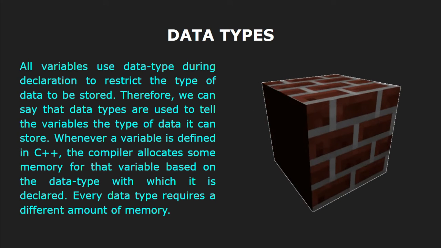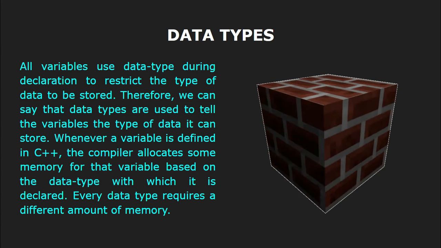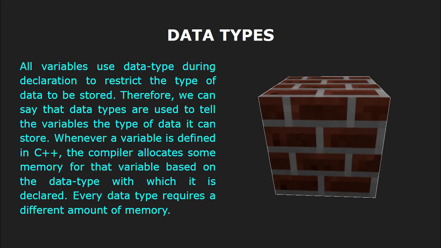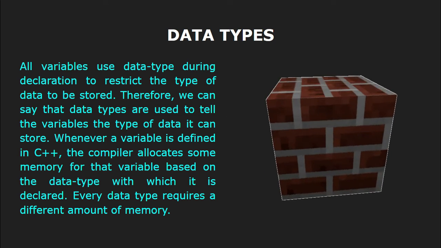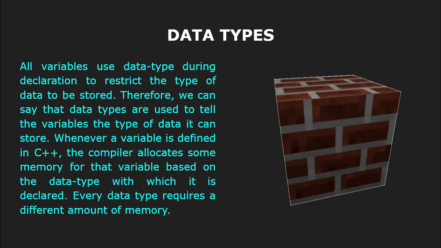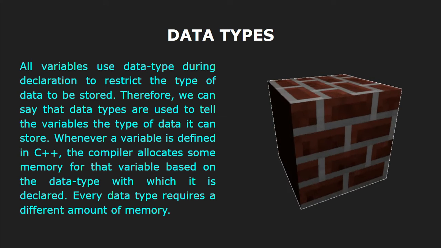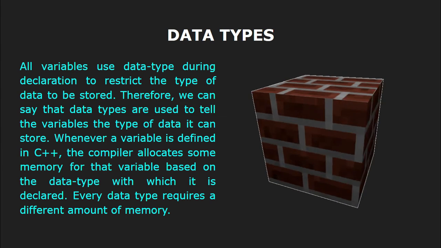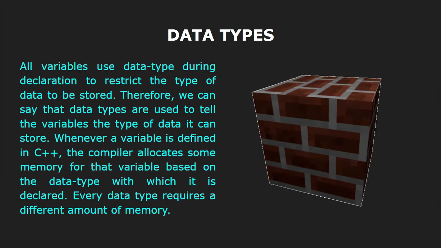Whenever a variable is defined in C++, the compiler allocates some memory for the variable based on the data type. For example, an integer takes 4 bytes of memory. So if you declare an integer, what does the compiler do? The compiler allocates, or reserves, 4 bytes of memory in our computer system. In this way, data types and our memory analysis work.